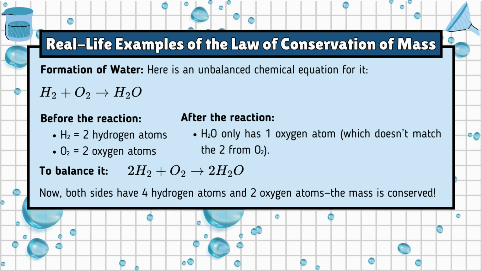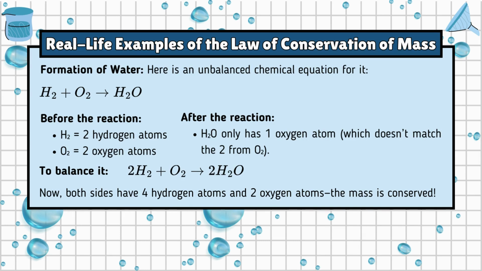Alright, now look at this example: the formation of water, and this is an unbalanced chemical equation for it. Before the reaction, we have two hydrogen atoms and two oxygen atoms. After the reaction, we have H2O. H2O has only one oxygen atom, and it doesn't match what is on the left-hand side. On the left-hand side, we have two oxygen atoms. On the right-hand side, we have just one oxygen atom.